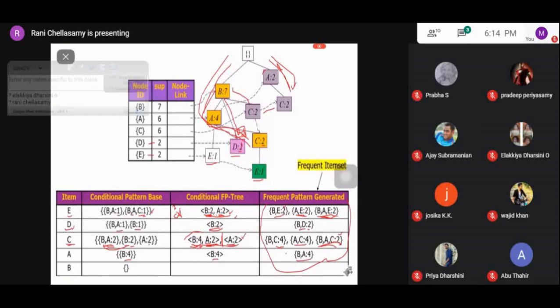Okay, so with this table, we have to start with the minimum support count value. So which among these B, A, C, D, E, which one is having the minimum support count value? E is having 2 as minimum and D is having minimum 2. So either we can start with the item E. Fine.